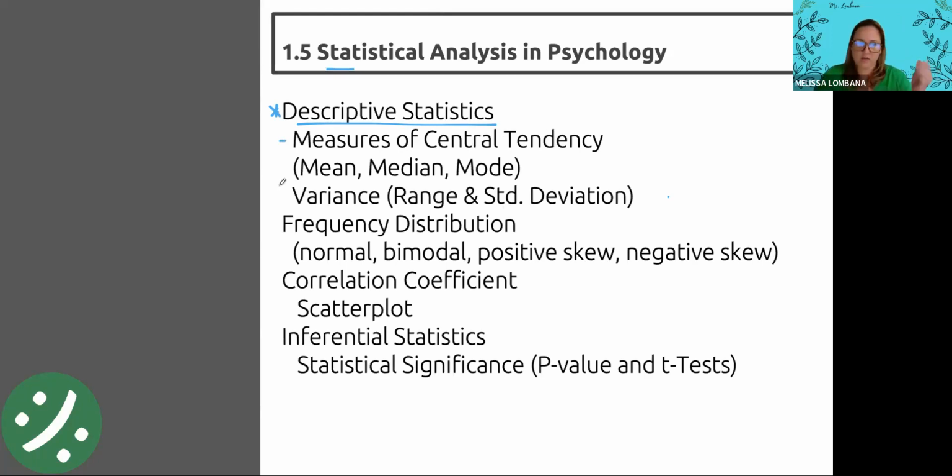You don't have to write this down because I'll go into it. There's going to be variance, right? How our numbers vary. And I'll show you little tricks of how to remember these things because it is a lot. And then there's also frequency, then correlation coefficient and scatter plot. We already did that, so that was part one. And then we'll talk about inferential statistics.